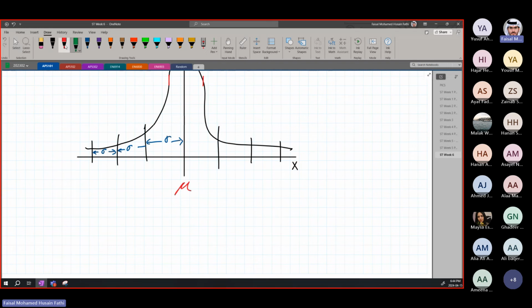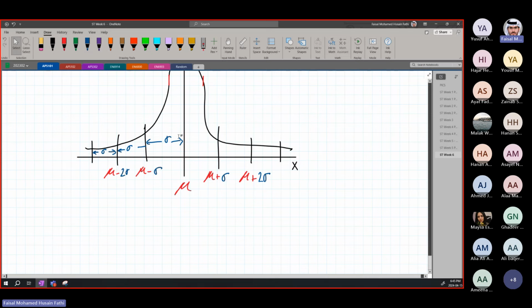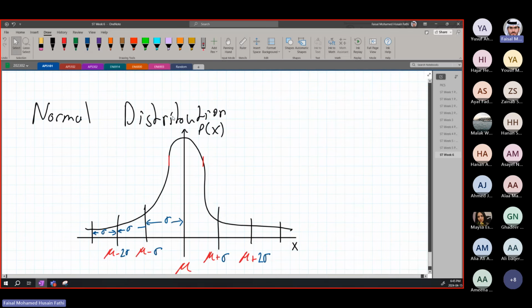All right. So how do you find these lines? Since this is sigma in that direction, this is simply going to be mu minus sigma. This is going to be mu minus 2 sigma. And this is going to be mu minus 3 sigma. Same thing on the right side, but there we're adding, so this is going to be mu plus sigma and mu plus 2 sigma, and then 3 sigma, 4 sigma, and so on. Okay? This is your normal distribution.